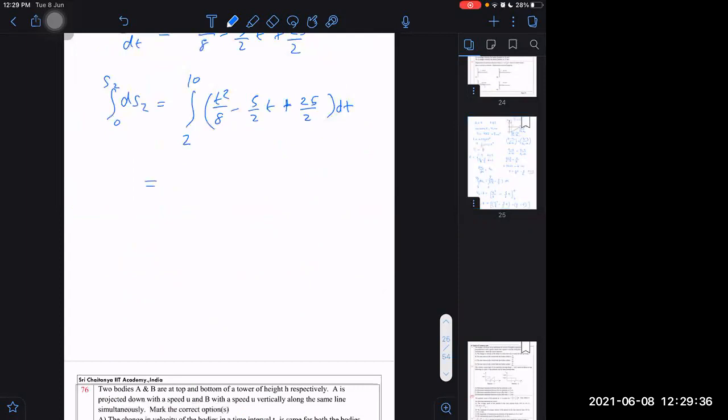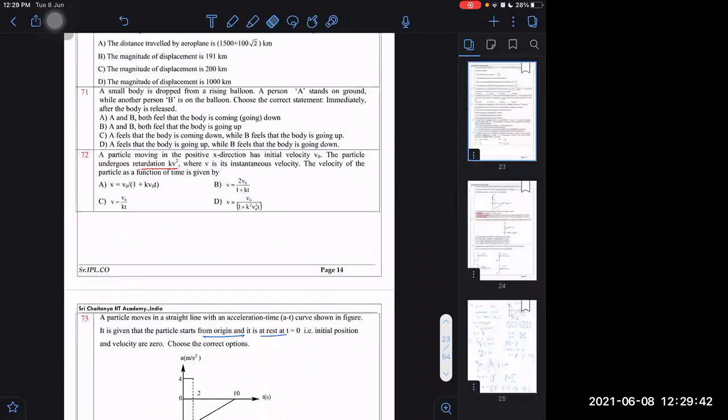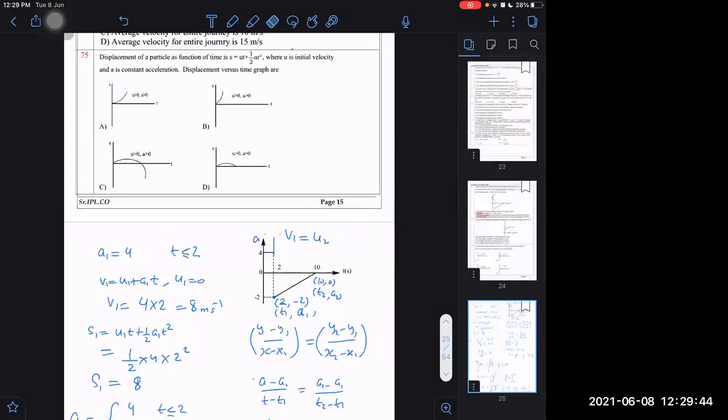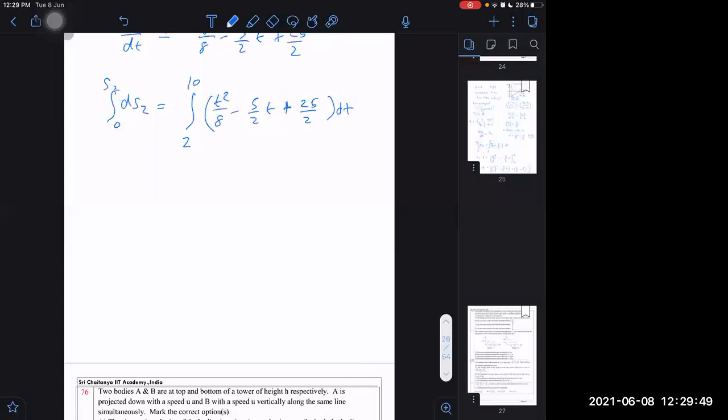Somewhat calculative. I'm leaving it for you. Do it yourself. If you don't get the answer tomorrow, you tell me. But I think you will get the answer. Okay, you solve it further. And what about the distance? Once you are getting the displacements, one displacement may come out to be negative, the other may come out to be positive. Then to find out the distance, we have to take mod of both.